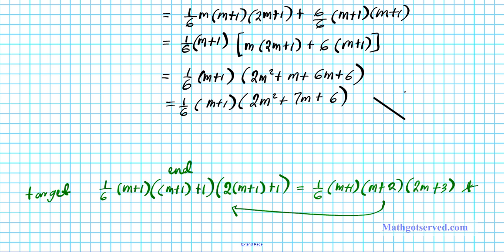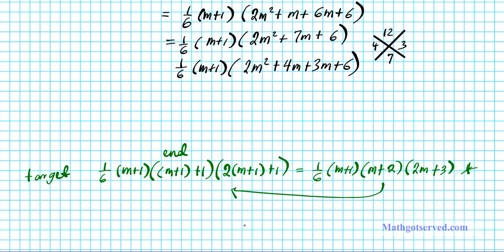So make an x, tiny little x here. I'm going to use the AC method. So AC is 12 and B is 7. Two numbers that multiply to give you 12 and add to give you 7: 4 and 3. Let's put that in here. So we have 1/6 m plus 1 times 2m squared, replace 7m with these two numbers, plus 4m plus 3m plus 6.